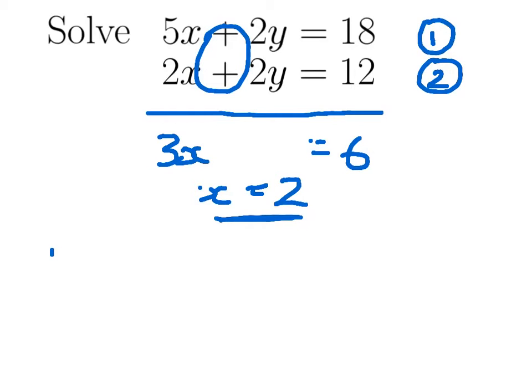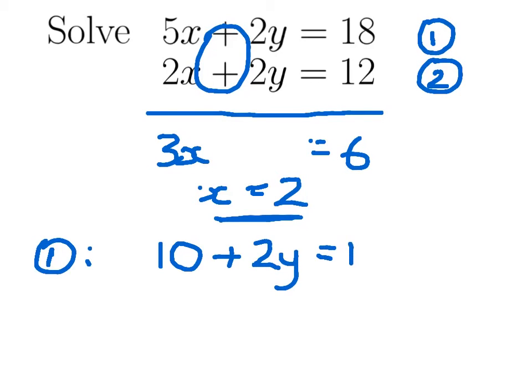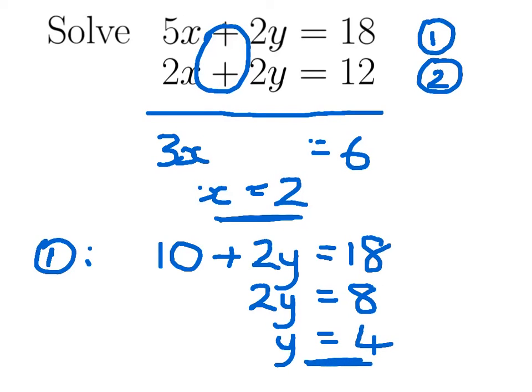Say I look at equation 1. I know that 5 lots of x, which is now 5 lots of 2, which is 10, plus 2y must equal 18, and therefore 2y is worth 8 if you take away 10 from both sides. And finally y is worth 4. So our solution is x is 2 and y is 4.